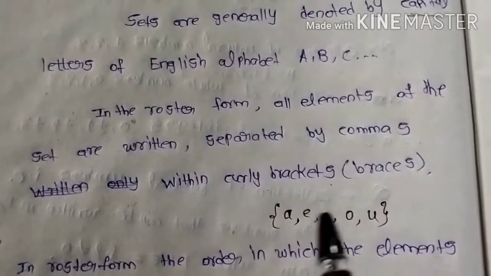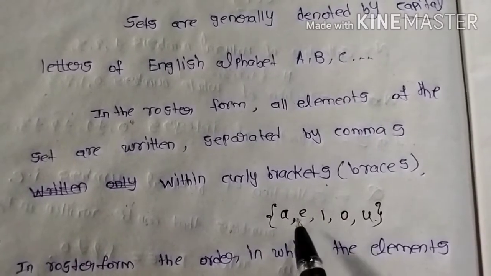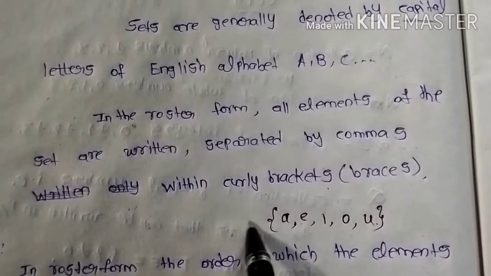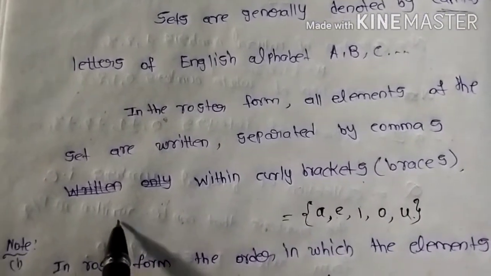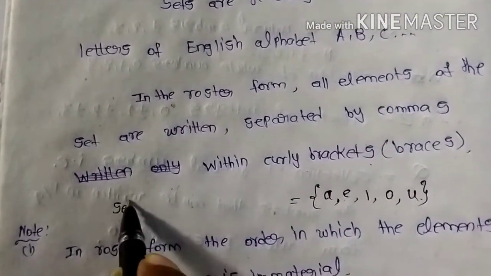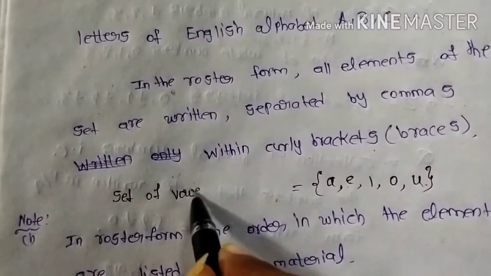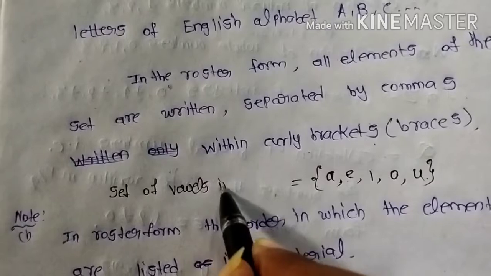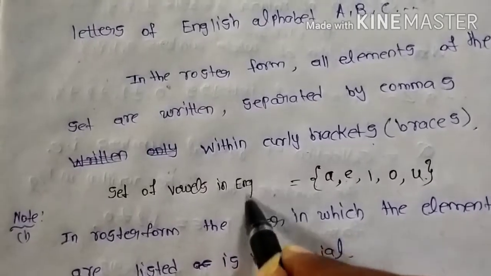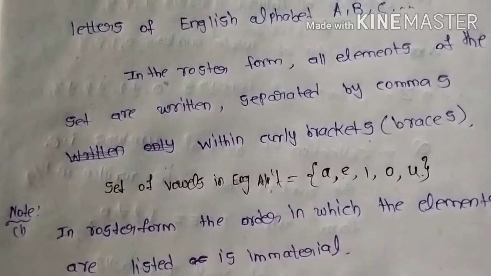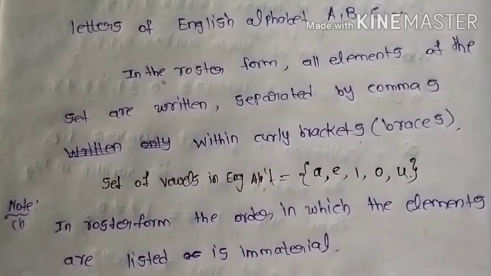In roster form, you can write the elements separated by commas within curly brackets. This is the set of vowels in English alphabet. Yes or no? You can write here: set of vowels in English alphabet.